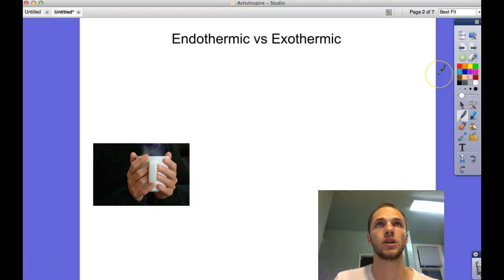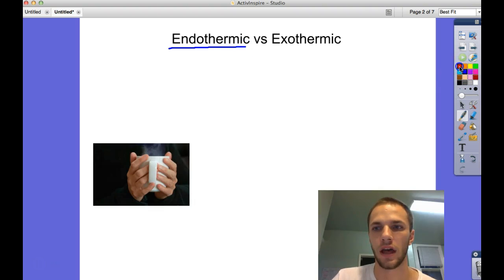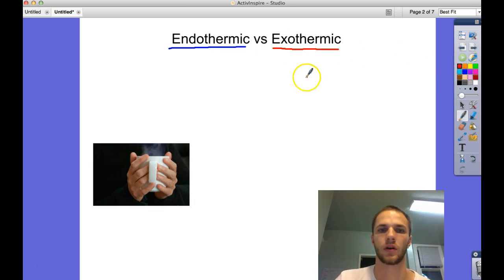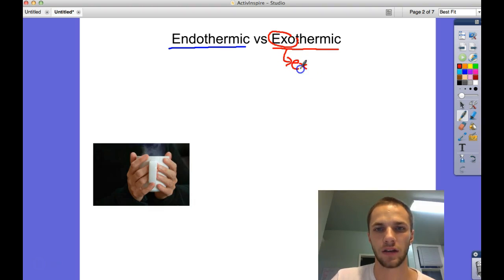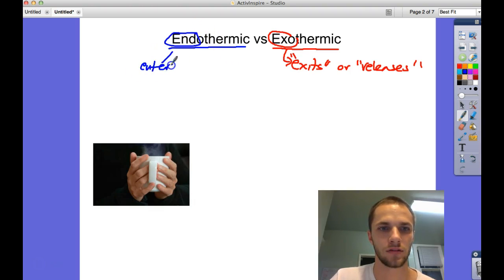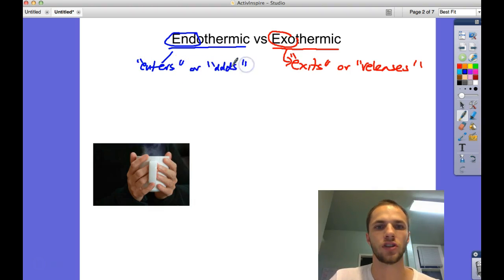Well, there's two terms that we can use to describe these processes. One term is endothermic, and the other term is exothermic. Now, what's important to determine these terms is thinking about the prefix. Exothermic, I think of as exits, or releases energy. Endo sounds like enters or adds. So in an endothermic process, something gains or adds energy. In an exothermic process, something else exits or releases it.